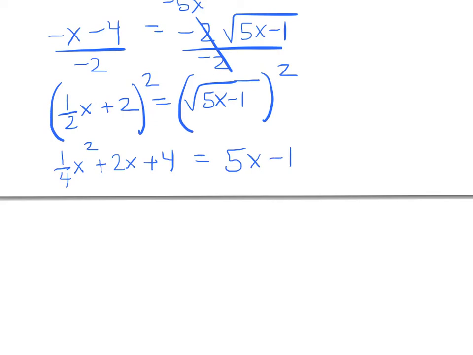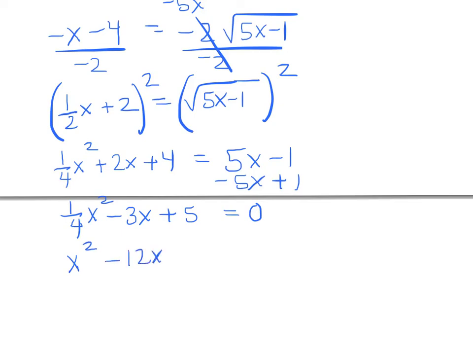And combining like terms, I have 1/4 x squared. I'm going to go ahead and subtract 5x over, so that leaves me with minus 3x. Add the 1 over, so plus 5. And then I'm going to multiply everything by 4 just to get rid of that fraction. So I'll have x squared minus 12x plus 20. And then again, it's either going to factor or you're going to have to use the quadratic formula.